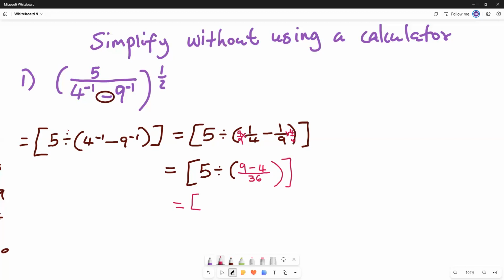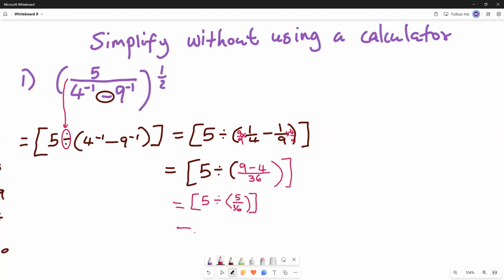The reason why I converted the division line to this, guys, remember this, is because I knew that I'm going to end up with another fraction here. So I'm avoiding having a fraction on top of a fraction, you see? So it's always easier to convert to division to avoid any confusion. Sharp. So you have 5 divided by 9 minus 4, it's 5 over, let's see, it's 5 over 36, I think. Yes, 5 over 36, right?